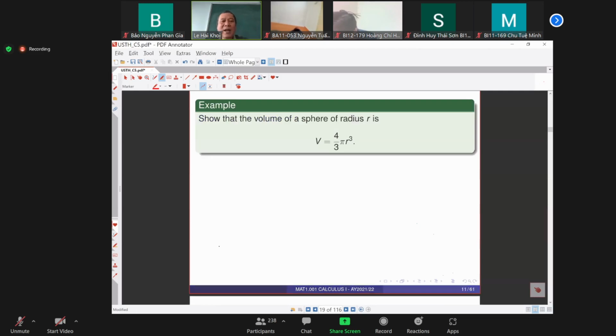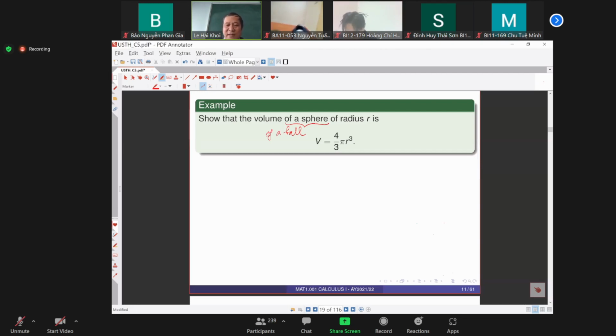Okay. Now look at the example. Show that the volume of a sphere of radius r, or sometimes we say volume of a ball, is 4/3 pi r cubed. You know this formula quite well, but how to get it?